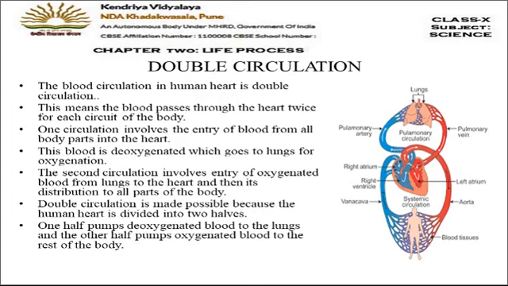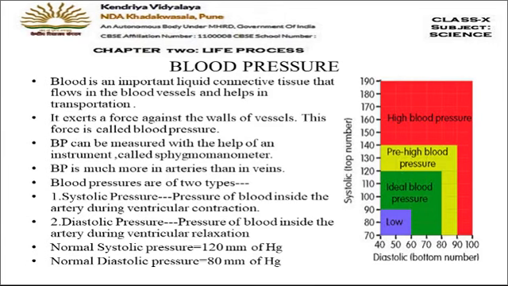Now let's move on to the next concept, that is blood pressure. Okay, so blood is the important liquid. Blood is the connective tissue also that flows in the blood vessels and it helps in the transportation of various materials. Now when the blood flows in the vessels, it exerts some force on the walls of the vessels. Okay, because it's a fluid, so it will exert pressure on the walls of the vessels. And this force exerted by the blood on the walls of the vessels is called the blood pressure.